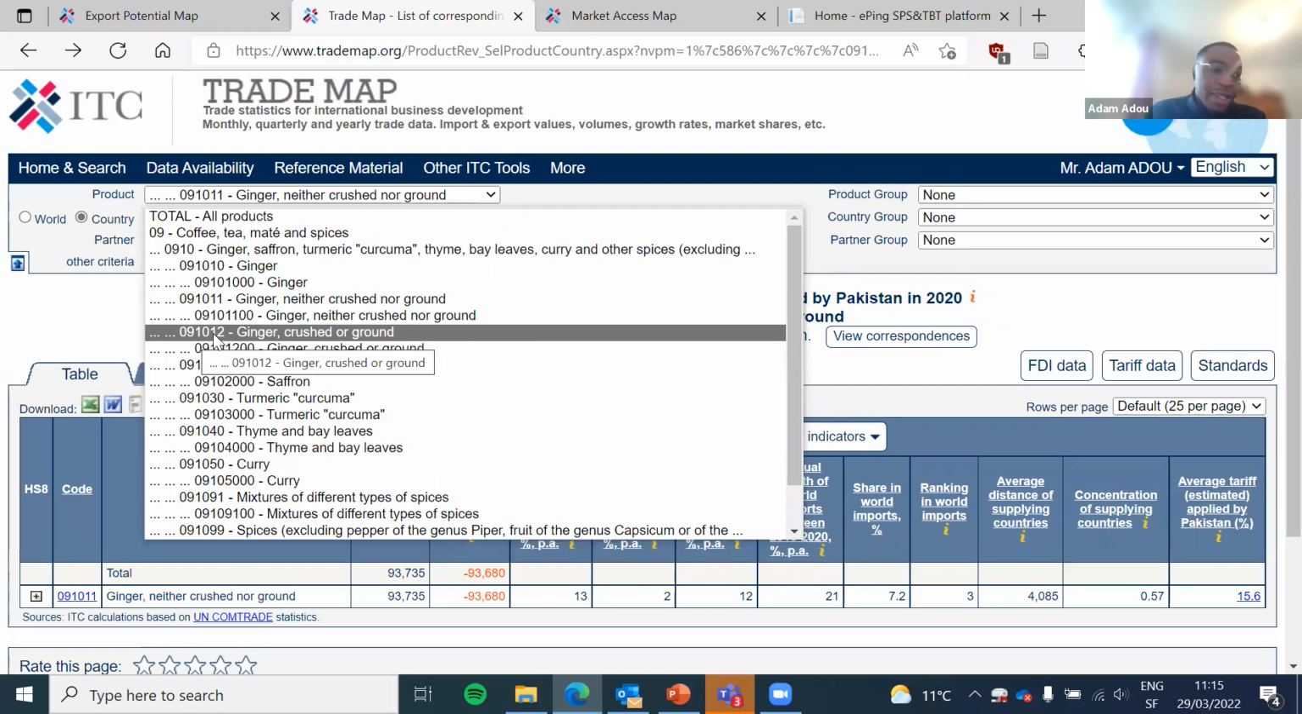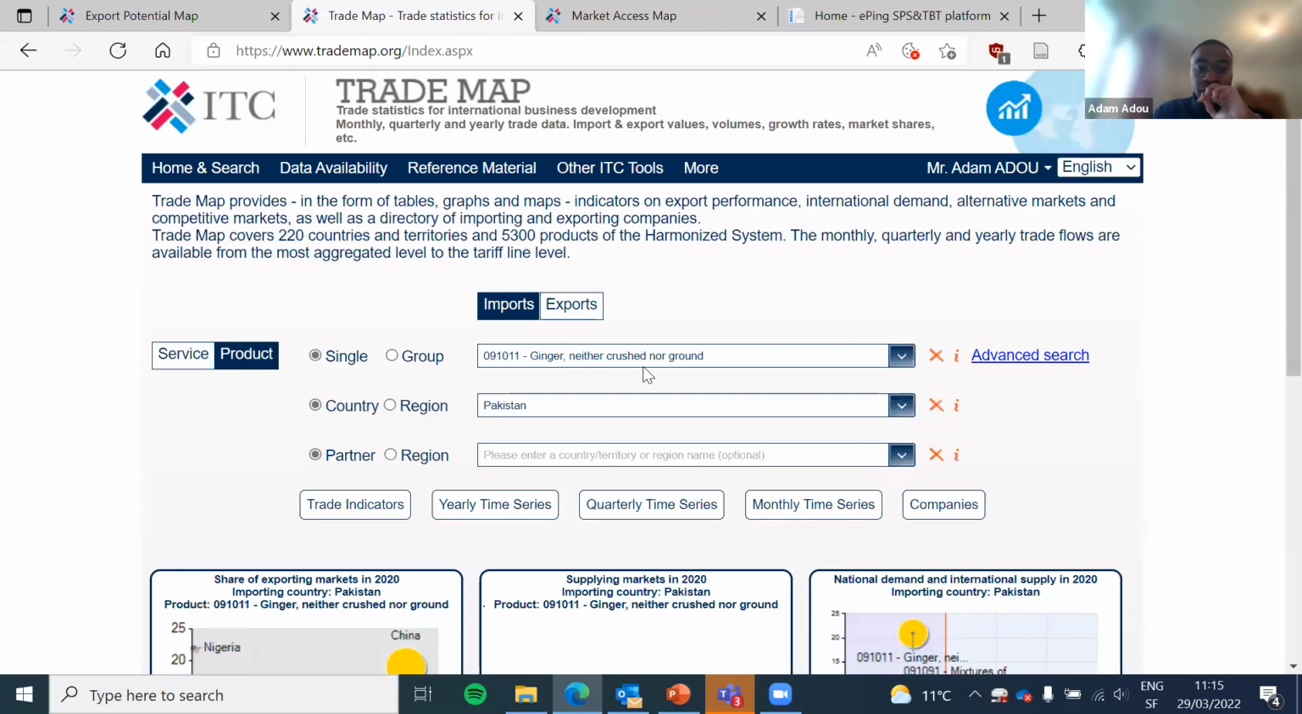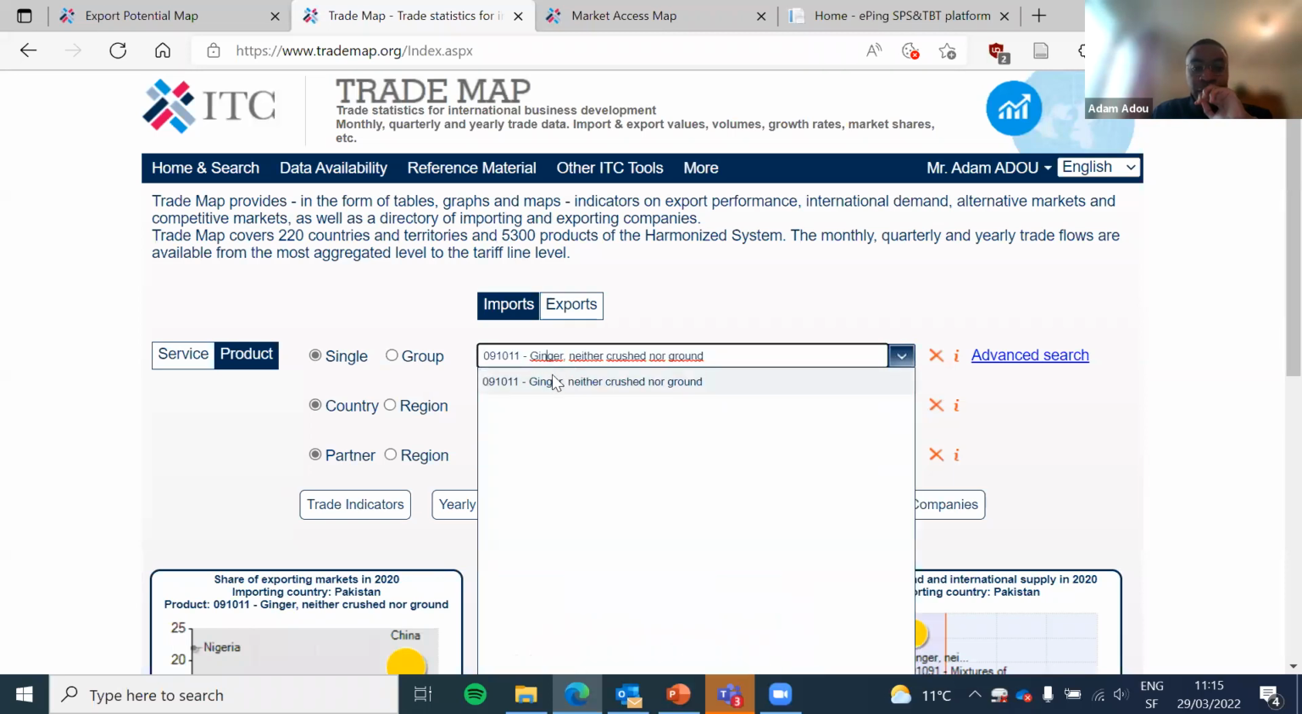And if we look at this, then the analysis might be different. The destination markets might be different. Maybe Thailand is not performing as well as it's performing when exporting raw ginger. So this is something we can take a look at also quickly if you want. Let's take a quick look at this.